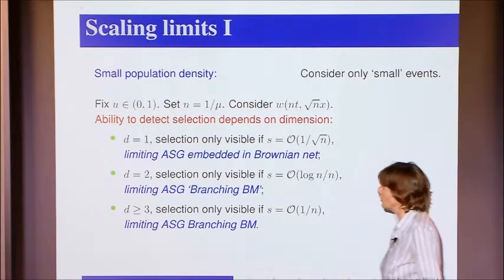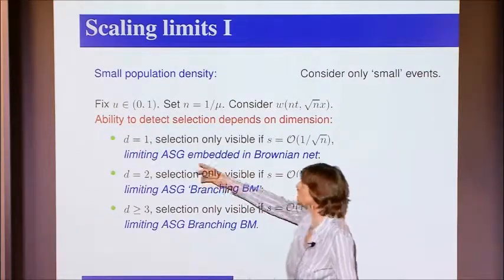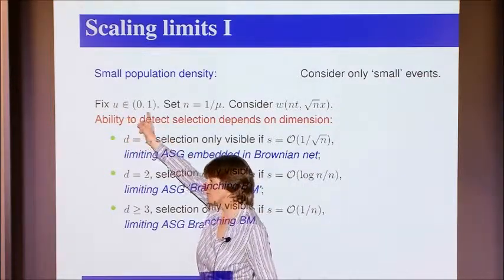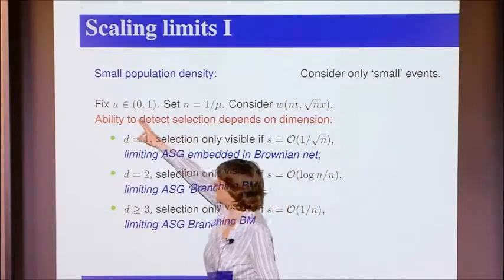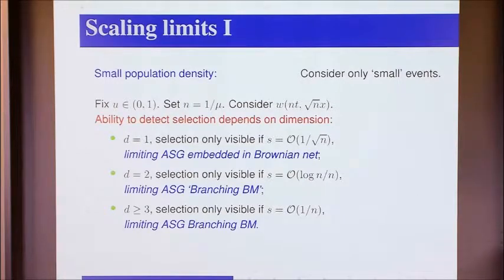So what I'm going to do is fix the proportion of individuals that are replaced in an event at something between 0 and 1. So it might be 1%, it might be 10%, it might be 50%, but it's fixed. I'm not going to let it go to 0 as I pass to my scaling limit. And this just corresponds to the idea that your local population density is not going to be infinite.